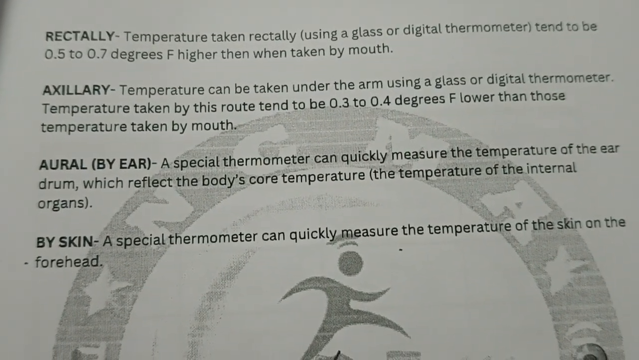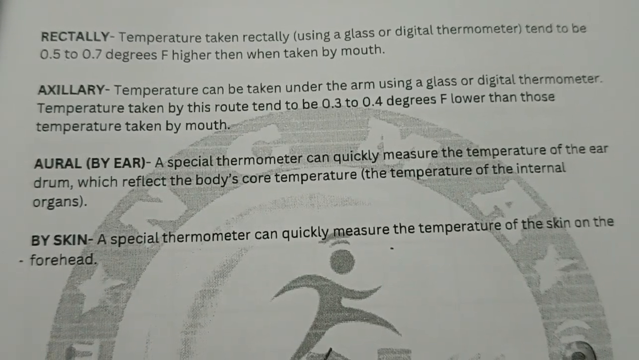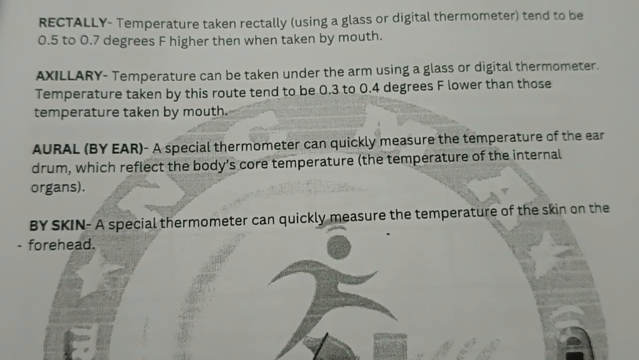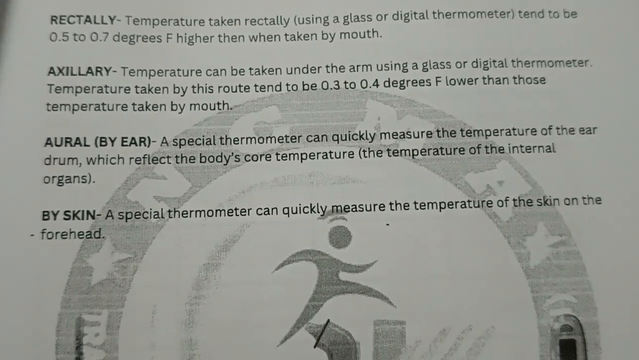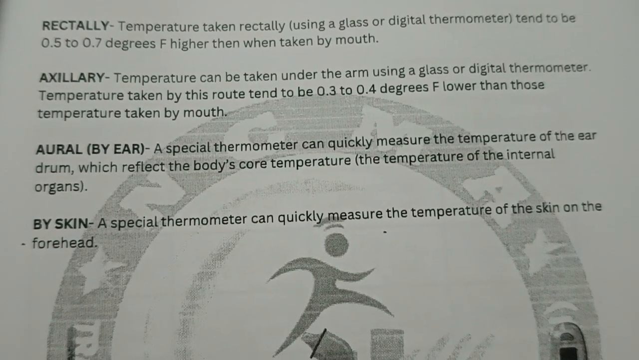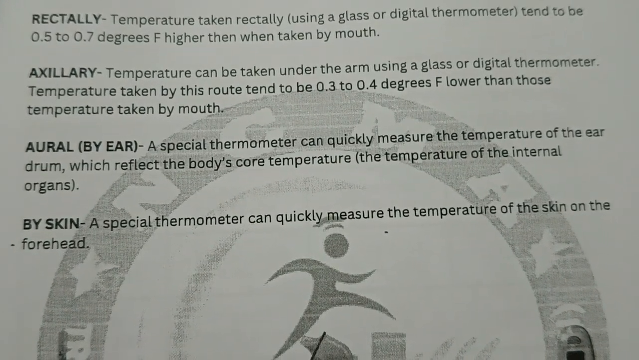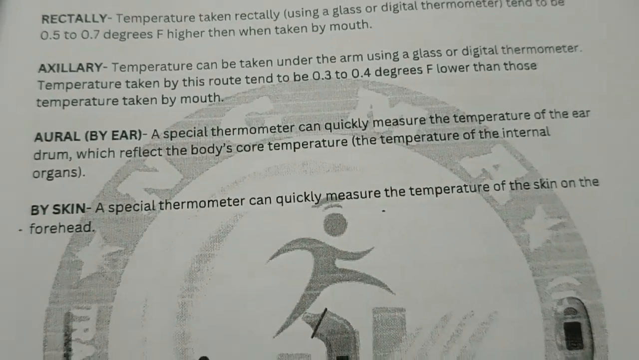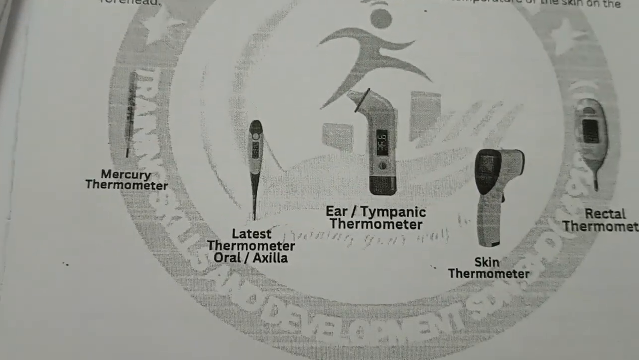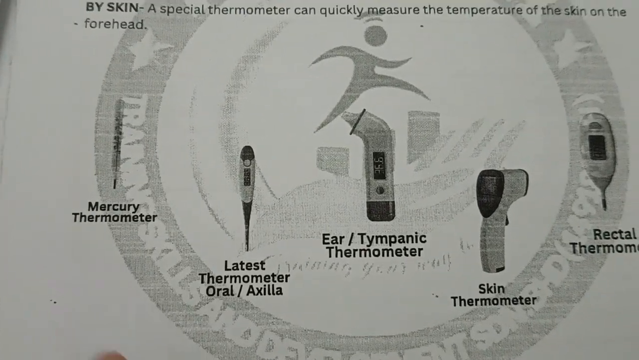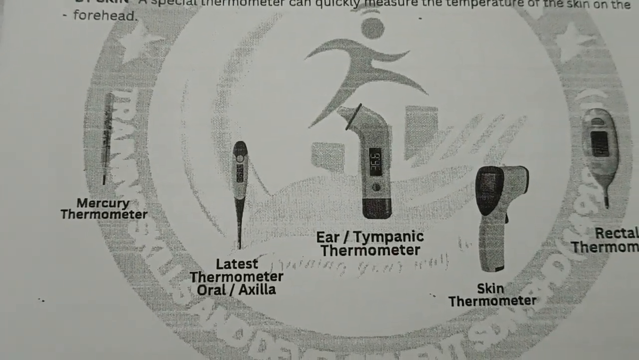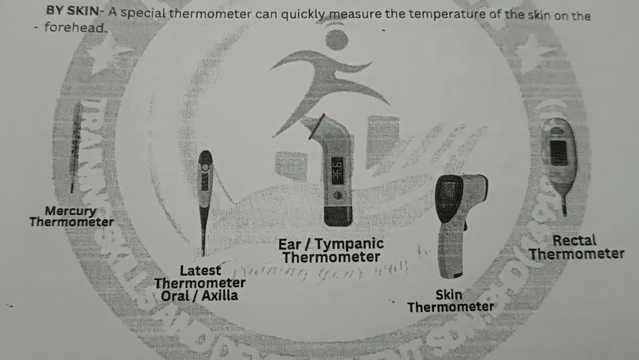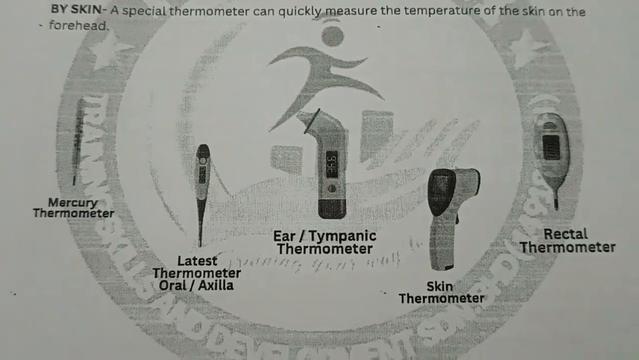By ear. A special thermometer can quickly measure the temperature of the eardrum, which reflects the body's core temperature, the temperature of the internal organs. By skin. A special thermometer can quickly measure the temperature of the skin of the forehead. Types of thermometer: mercury, glass thermometer, oral, ear thermometer, skin thermometer, rectal thermometer.